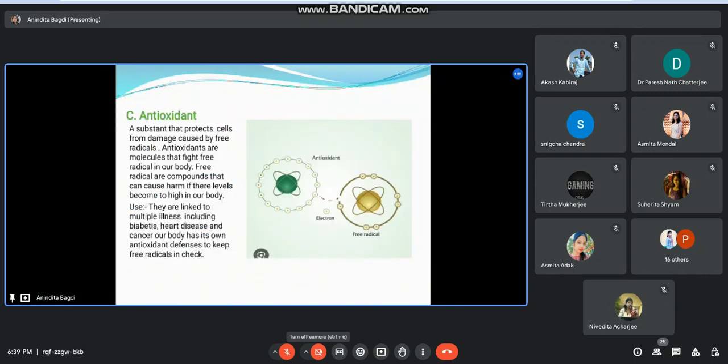Next, antioxidant. A substance that protects cells from damage caused by free radicals. Antioxidants are molecules that fight free radicals in our body. Free radicals are compounds that can cause harm if their levels become too high in our body. Uses: they are linked to multiple illnesses, including diabetes, heart disease and cancer. Our body has its own antioxidants to keep free radicals in check.